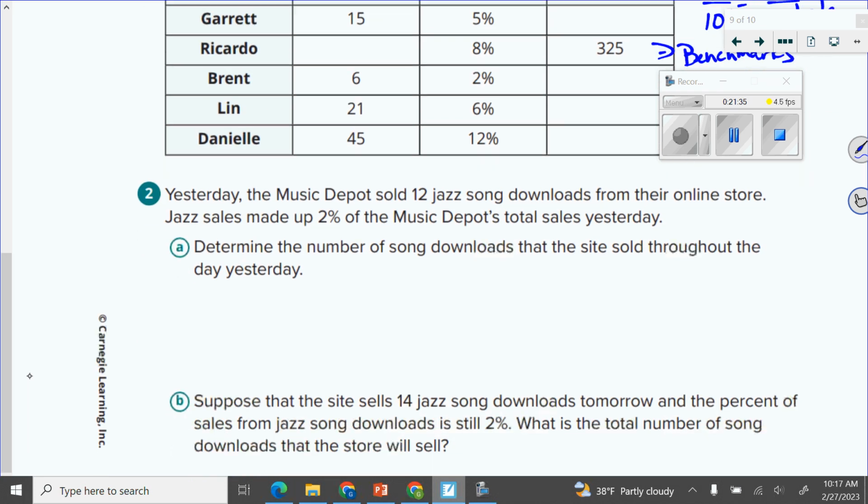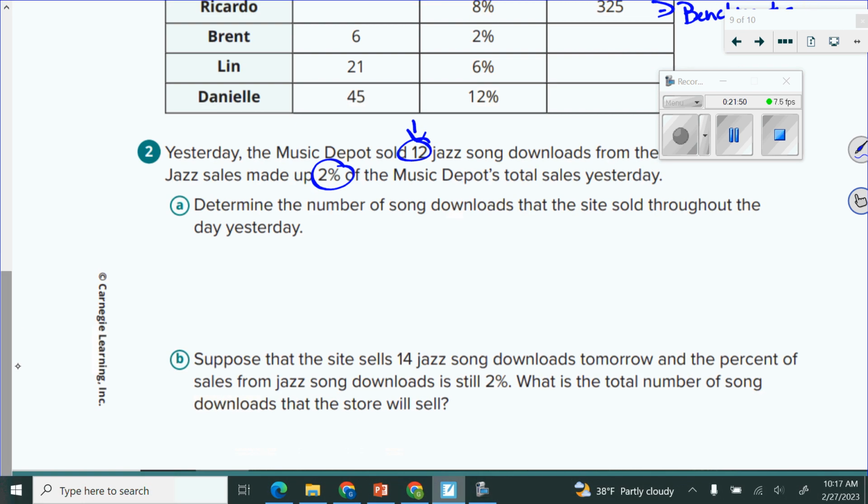Number 2, they sold 12 jazz downloads from the online store. That was 2%. So would that be the part or the whole? The part. Okay? So figure out how many songs were downloaded. And if they did 14 tomorrow and it's still 2%, what's the total? So all you're doing is changing that part. That one should be quite easy, guys.